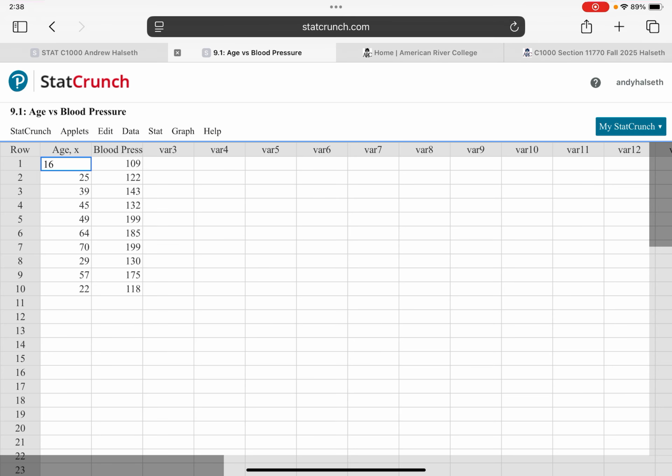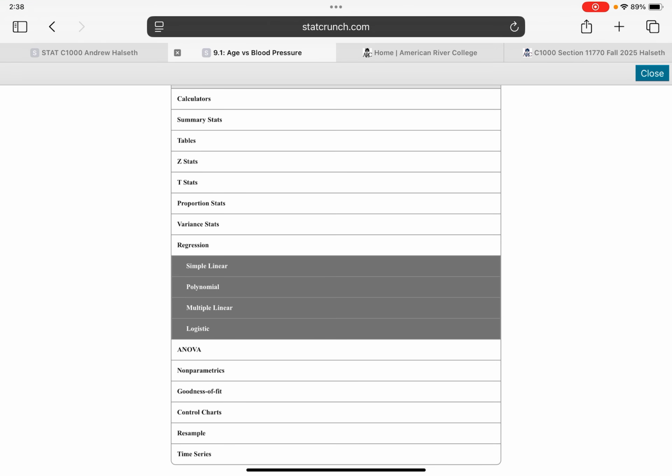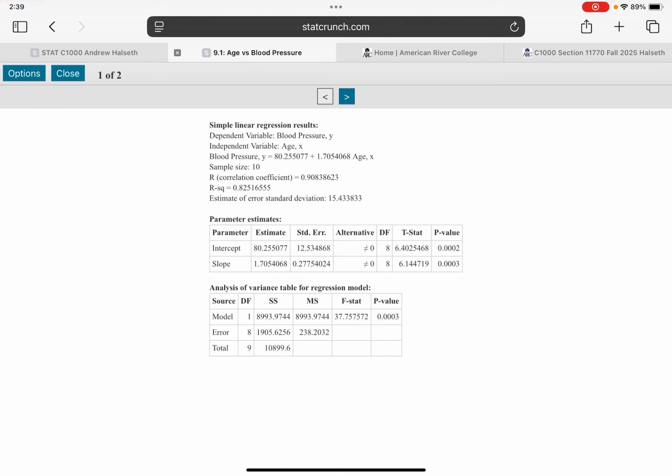Where this is located is where a lot of stuff has been located this semester, under Stat. So click on the Stat menu. We've done calculators and z-stat and t-stat proportion. We're doing now what's called regression. So click on regression, and then the one you're going to choose is simple linear. That's all we're going to focus on in this chapter. Really all you've got to do is select the appropriate columns, X and Y. Don't worry about all the rest, and click compute.